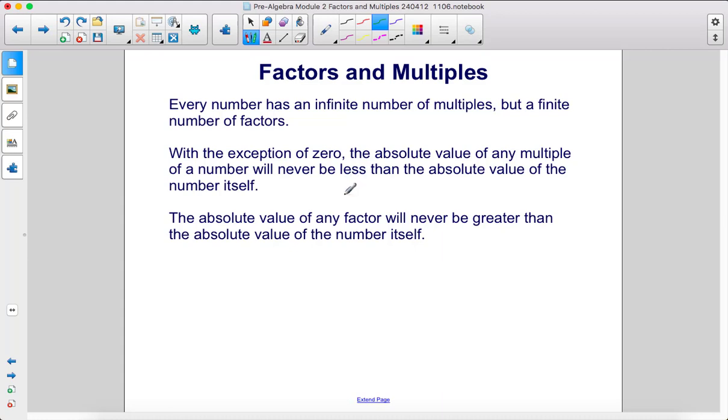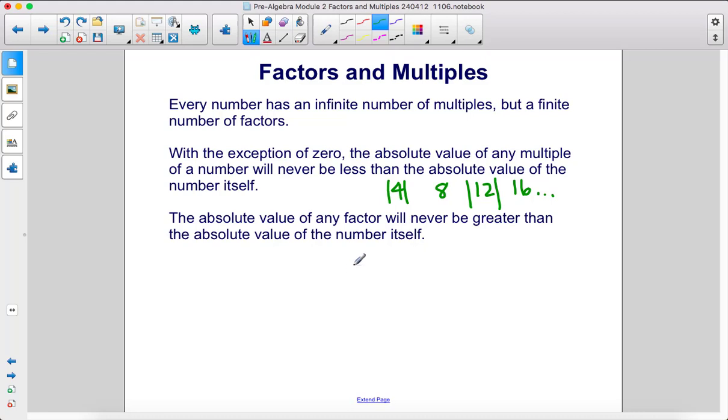With the exception of 0, the absolute value of any multiple of a number will never be less than the absolute value of the number itself. For example, multiples of 4 include 8, 12, 16, and so on, including the negative ones, but let's just stick with the positive ones for now. So the absolute value of any multiple of a number, let's say the absolute value of 12, is never less than the absolute value of the number itself. So 12 is not less than 4.